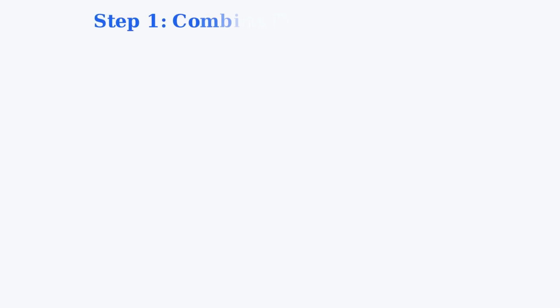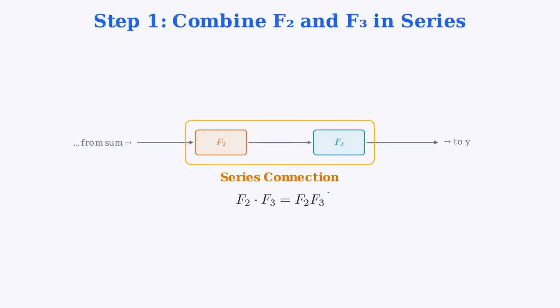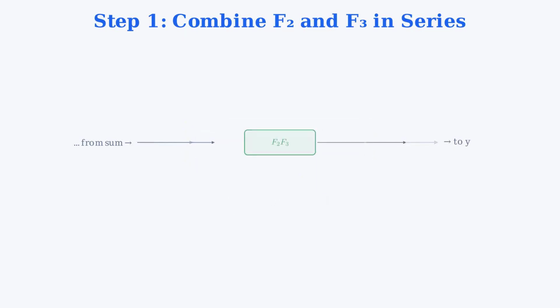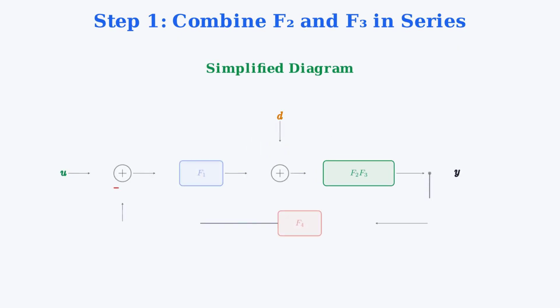Step 1. Combine F2 and F3 in series. Looking at the diagram, F2 and F3 are directly connected, one after the other. By the series rule, we can replace them with a single block equal to F2 times F3. Now our diagram looks simpler. U goes through a negative feedback summing junction, then through F1, then through a summing junction where D enters, then through the combined block F2 F3, and out as Y. The feedback from Y still goes through F4 back to the first junction.